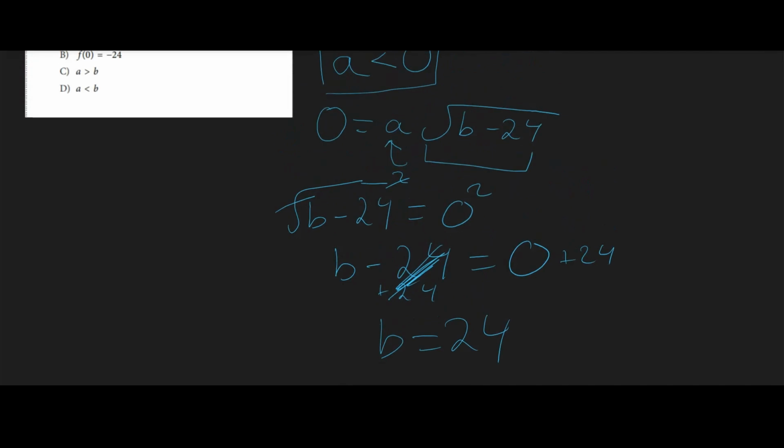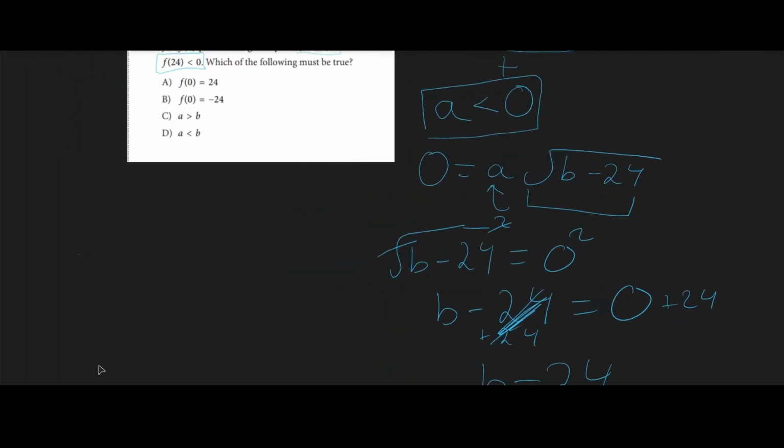So let's just quickly summarize what we figured out. We figured out that a is less than 0 and b is equal to 24. So with this information now, we can figure out which of these makes the most sense. So f of 0 is equal to 24. Well, we weren't able to figure that out. And we weren't able to get enough information to figure this out either.